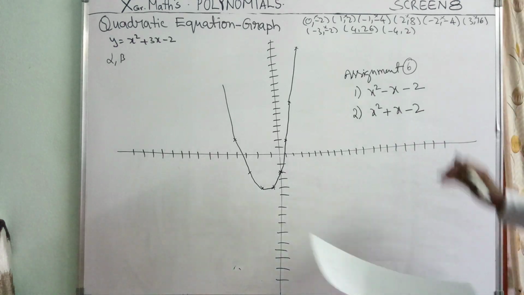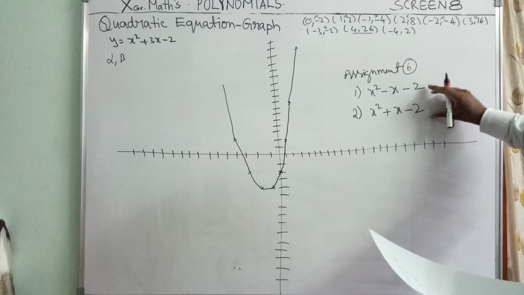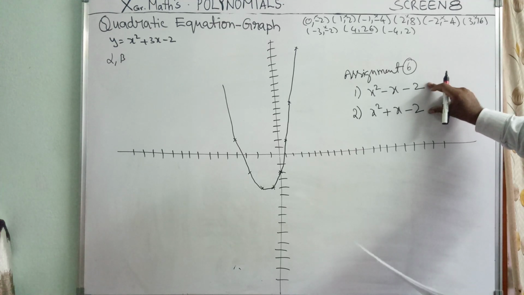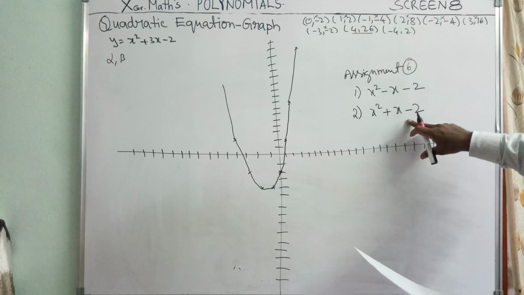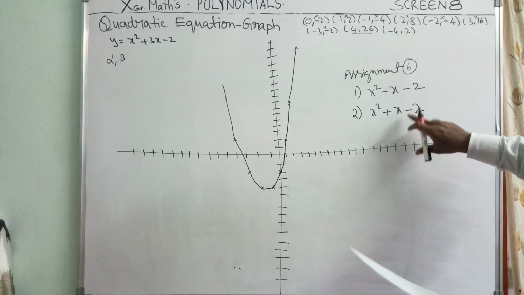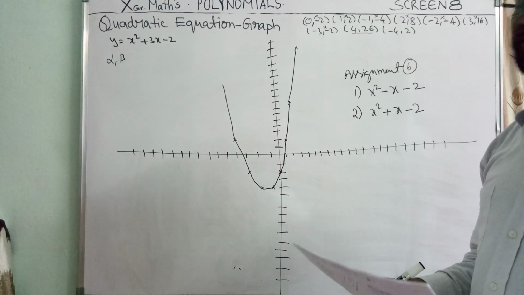For this also, these two problems are very simple. You can solve them mathematically, and you can find alpha and beta. In the same way, you can draw the quadratic curve. That's all. Thank you.